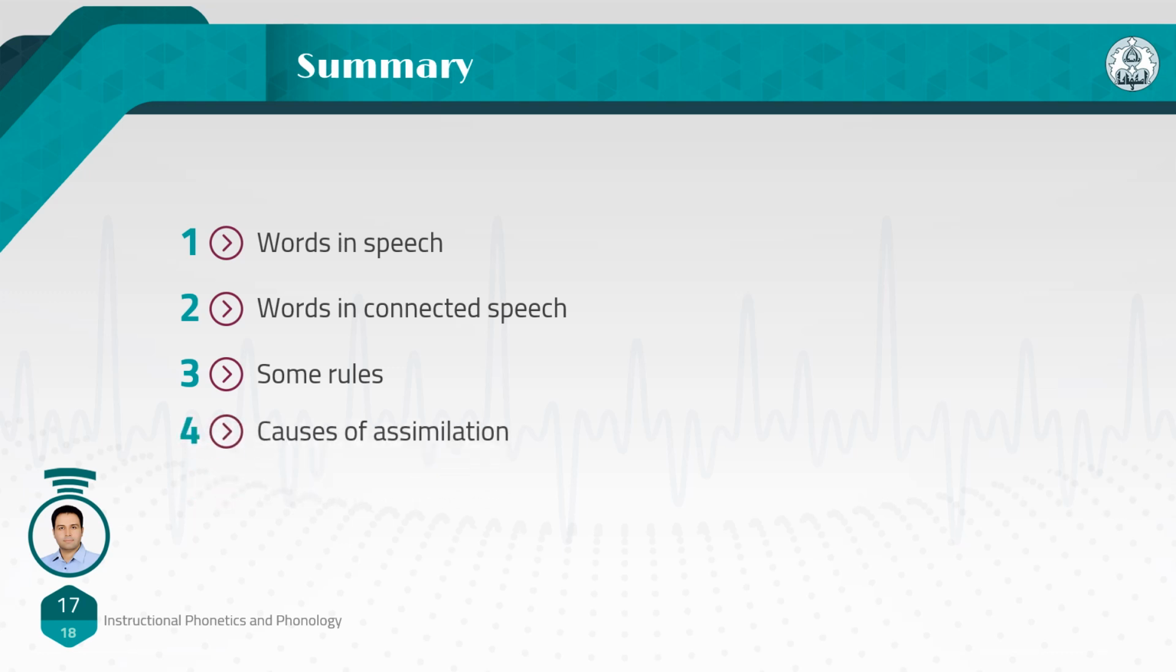Afterwards, I talked about causes of assimilation, which were, for example, anticipatory co-articulation and perseverative assimilation. Anticipatory co-articulation is on the next sound, perseverative assimilation is on the previous sound. And finally, I talked about stress, and I explained 4 main functions of stress in English.